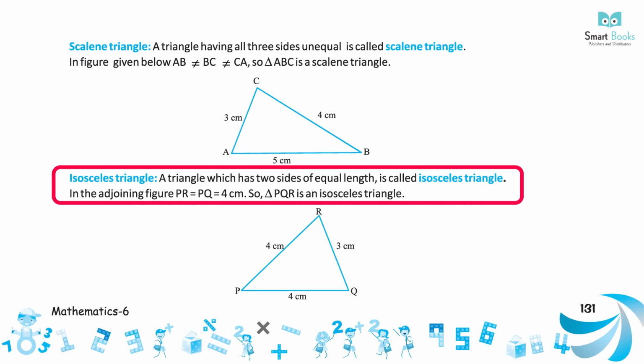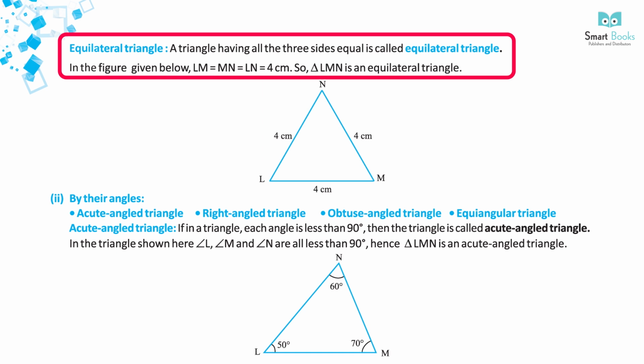Isosceles triangle. A triangle which has two sides of equal length is called an isosceles triangle. PR is equal to PQ is equal to 4 cm. So, triangle PQR is an isosceles triangle. Equilateral triangle. A triangle having all three sides equal is called an equilateral triangle. In the figure given below, LM equals MN equals LN equals 4 cm. So triangle LMN is an equilateral triangle.